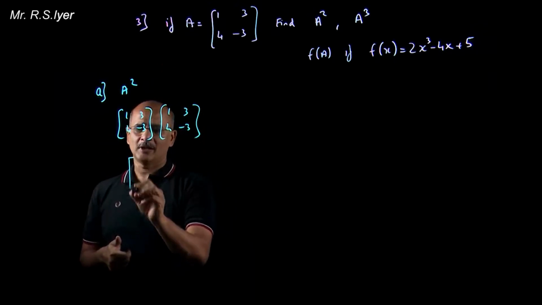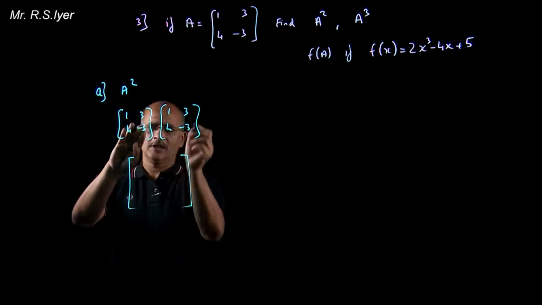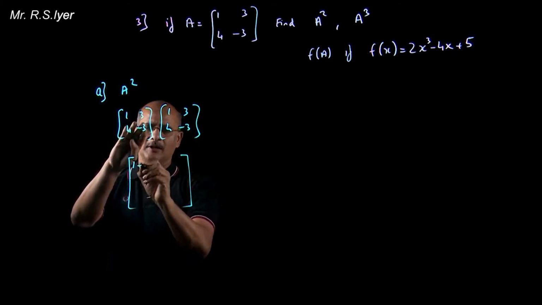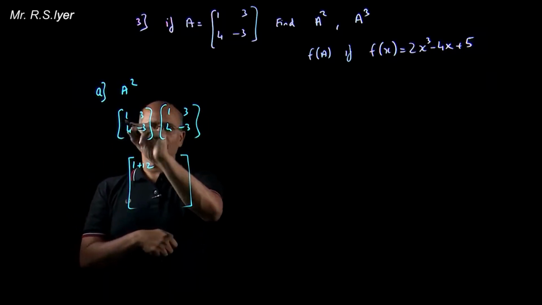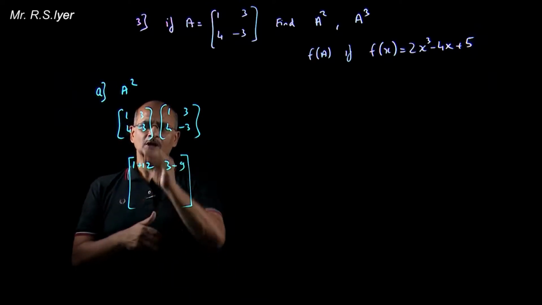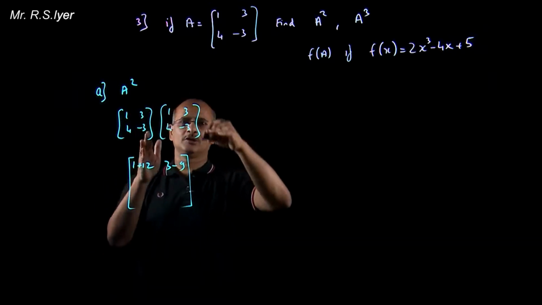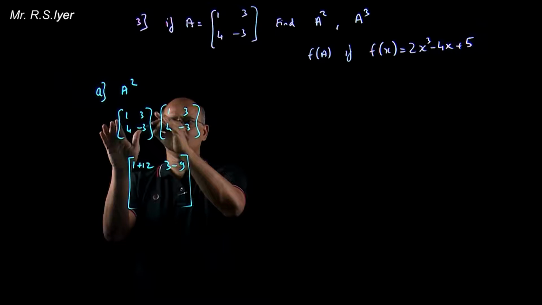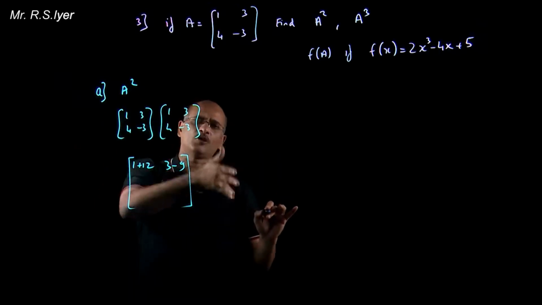So what happens now? Now I am going to do directly here. First row into first column, that is 1 one is 1 plus 12. So 1 one is 1, 3 fours are 12. Similarly, first row into second column, 1 three is 3, 3 into minus 3 is minus 9. Now first row, first column is over, first row, second column is over. Now first row, third column, there is no third column. So your first row finishes. So multiply the first row with all the columns.